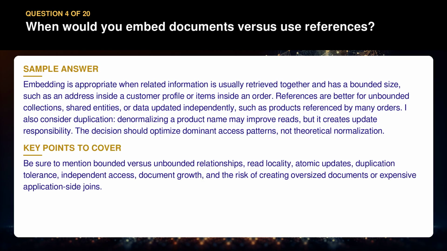Be sure to mention bounded versus unbounded relationships, read locality, atomic updates, duplication tolerance, independent access, document growth, and the risk of creating oversized documents or expensive application-side joins.